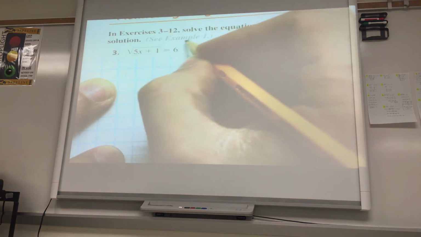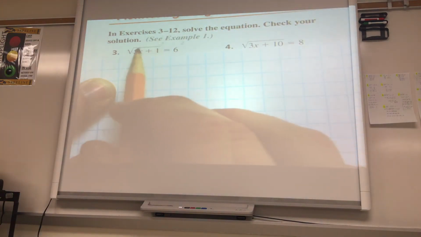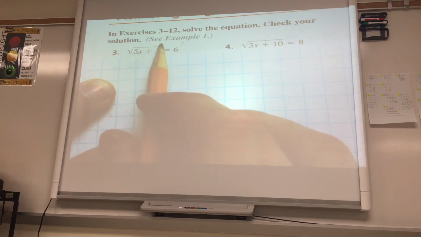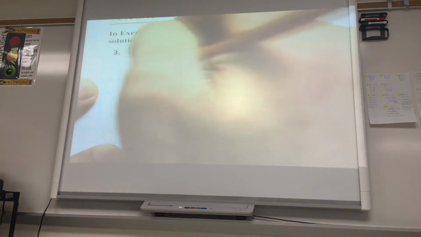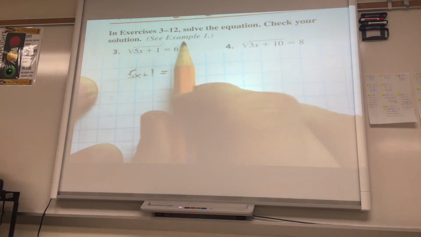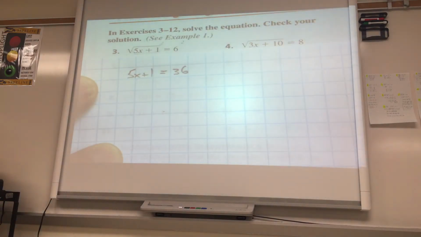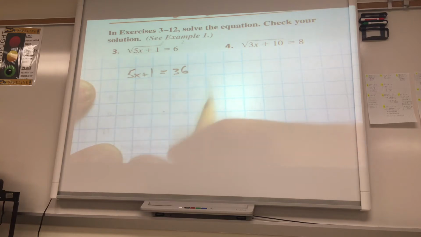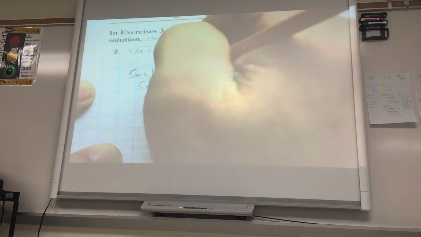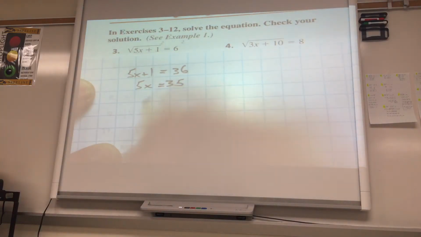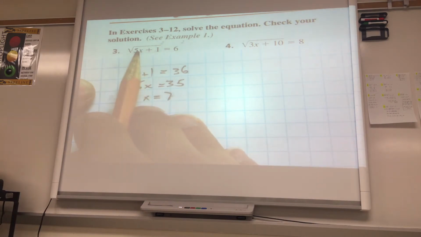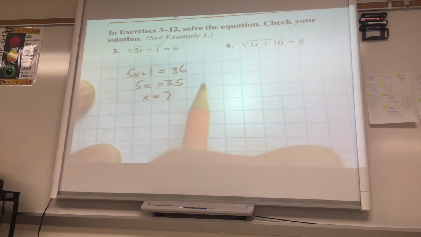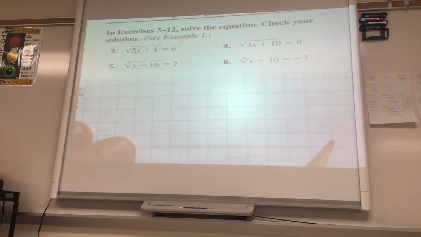I'm going to square both sides so I can get rid of the radical. So the square root of 5x plus 1 squared is simply 5x plus 1. And 6 squared is 36. Okay, so now that the radicals are gone, I'm just going to solve it like a regular equation. So I'm going to subtract 1 from each side. 5x equals 35, and then I'm going to divide by 5. X equals 7. And if I wanted to check that, I could take that 7, plug it back into the original equation, and see if it works out. It should work out.